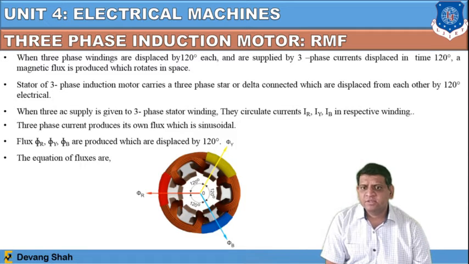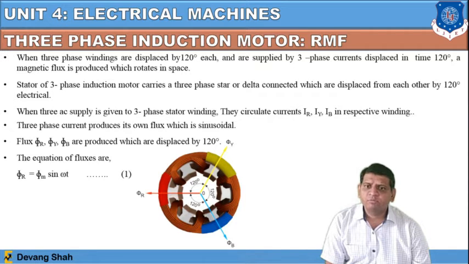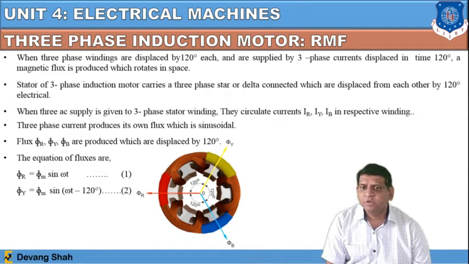As we already know, the equations of flux are as follows. Phi R we start with the angle 0, so we define phi R is equal to phi m sine omega t. Phi Y, which is 120 degrees apart from the red flux, is equal to phi m sine omega t minus 120. Likewise, phi B is equal to phi m sine omega t minus 240.